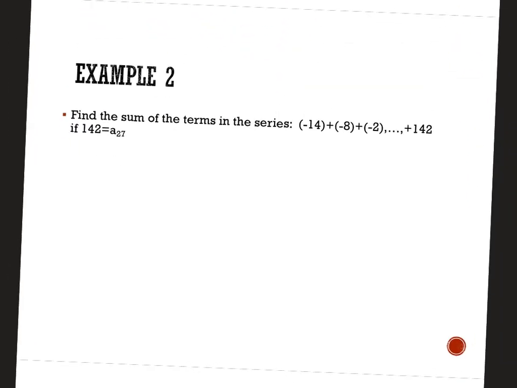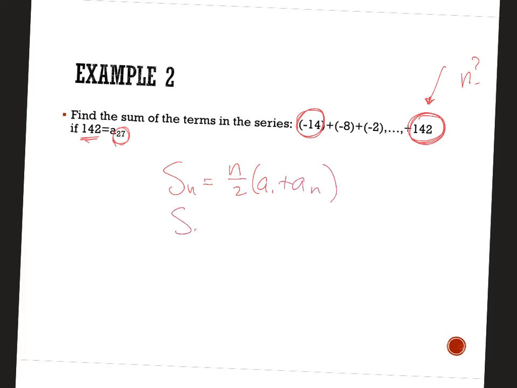On this one, find the sum of the terms in this series. I know the first number and I know the last number, but what I need to know is what position it is in, so that I know what n is. The next part down here says that 142, oh, look at this, is the 27th number in the list. So when I write the formula up, I should have everything that I need. I'm finding the sum of the first 27 numbers. The first number in the list is negative 14, and the 27th number in the list is 142.